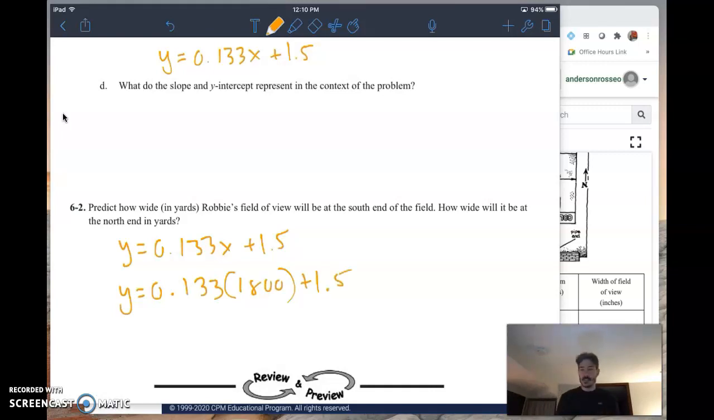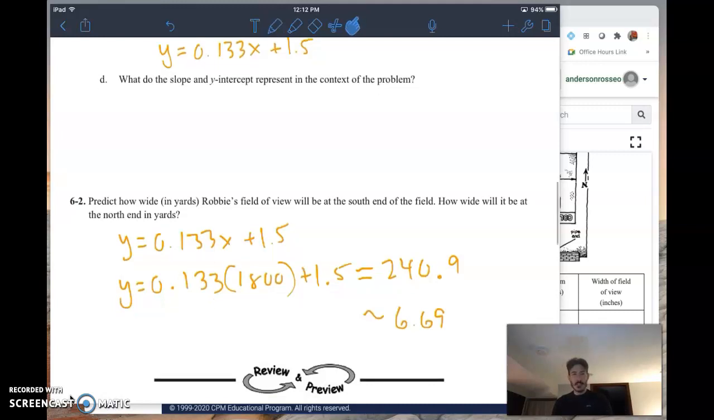And this is some plain Jane linear algebra. Take that value, multiply by 0.133 plus 1.5, and it tells me that my answer is about 240.9 inches. When I divide that by 12, I get 20.075. When I divide by 3 to convert to yards, I get about 6.69 yards.